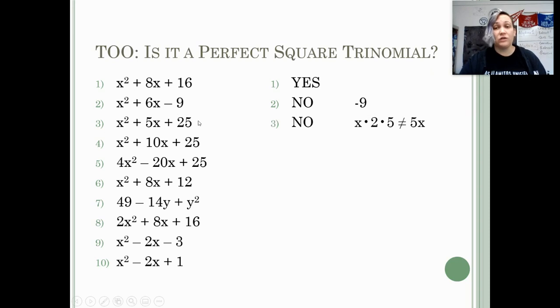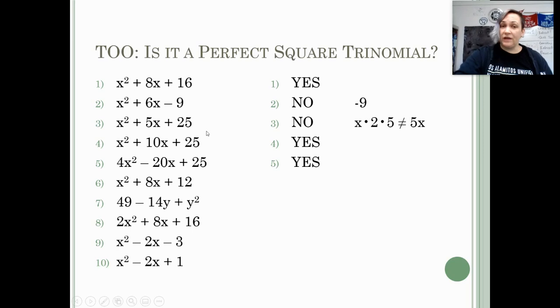For number 3, I also got no. I got no because when I checked my middle term, it didn't work. You're supposed to do x times 5 times 2, and that makes a 10x, and this was a 5x, so that doesn't work. This is not a perfect square trinomial. But that means that number 4 is a perfect square trinomial because it was the same numbers but with a 10 in the middle, and 10 was what we were expecting.